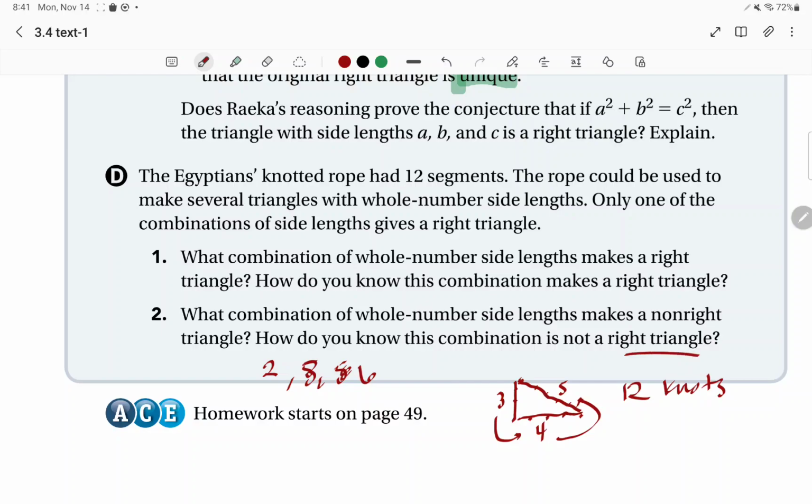And we know that it's not because when we add these, so let's say we had 2, 3, 6. 2 squared plus 3 squared does not equal 6 squared. And you can test that to make sure that it doesn't add up to 36. That means it's not a right triangle.